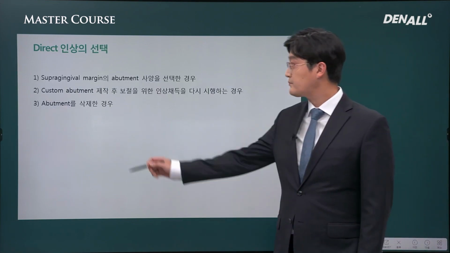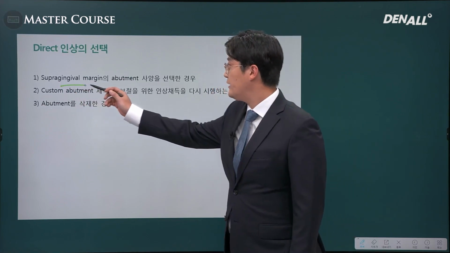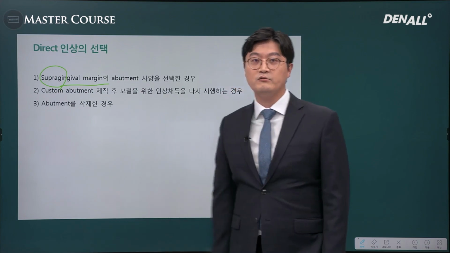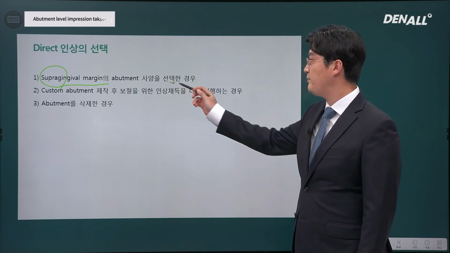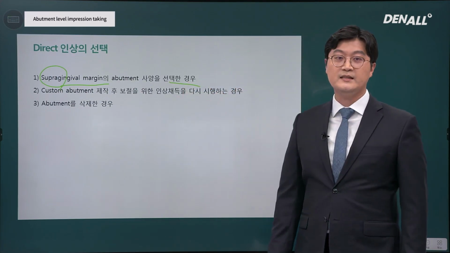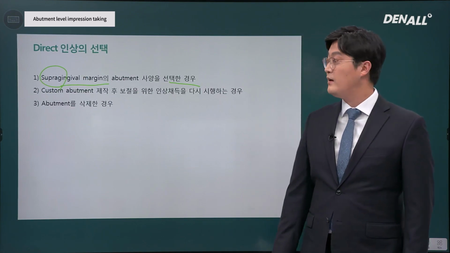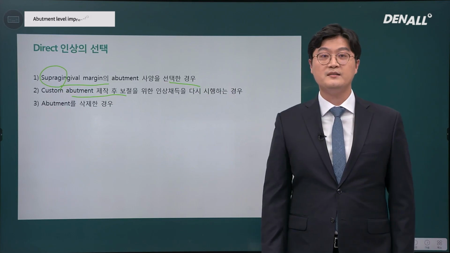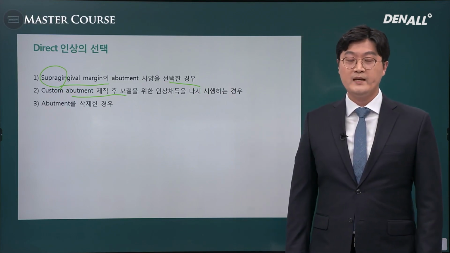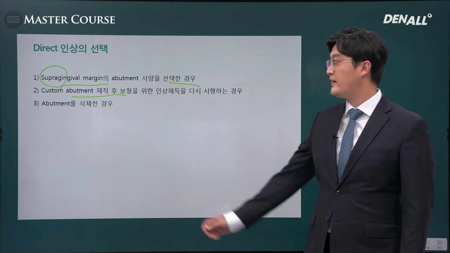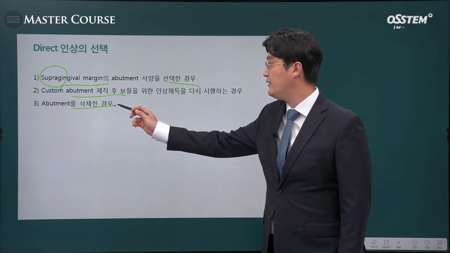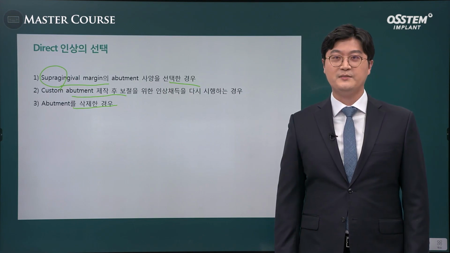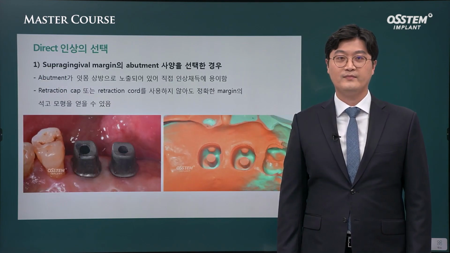Direct impression taking is used in 3 cases. First, supragingival margin abutment. Second, a custom abutment, not a stock abutment, is made and the impression can be taken. Third, a stock abutment is reduced in the mouth. Then the indirect approach cannot be used. Only a direct impression can be taken.